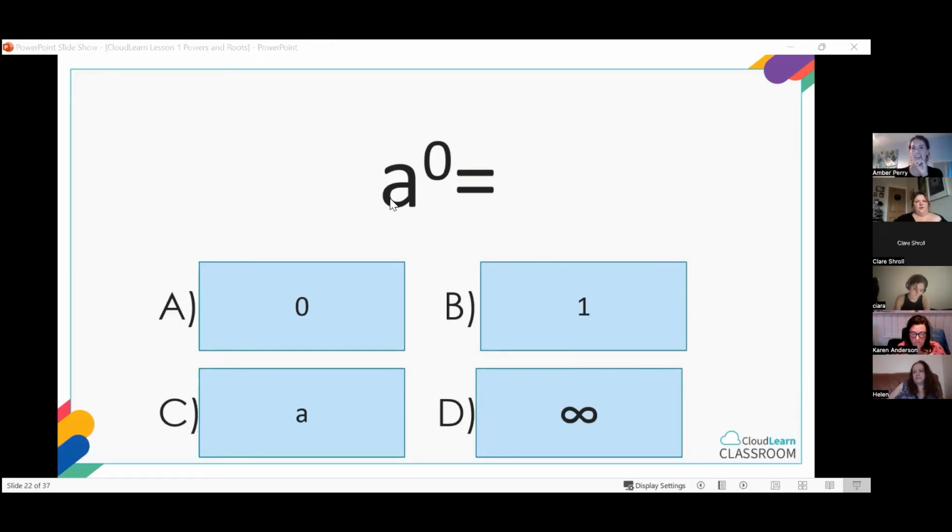A to the power of 0 is 1. I should have said, if A isn't 0. But yes, A to the power of 0 is 1. Well done. That's just a memory thing. I'm afraid you've just got to remember that. I thought I'd throw it in as a quick reminder. Anything to the power of 0 is always going to be 1. We'll come back to that later, probably.